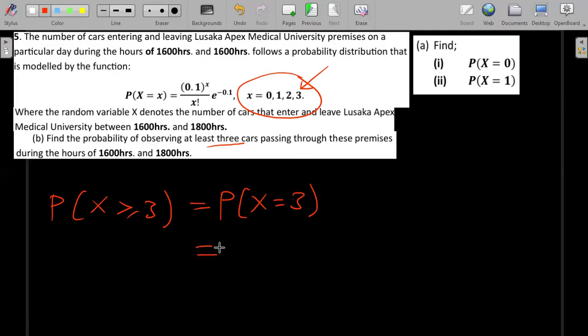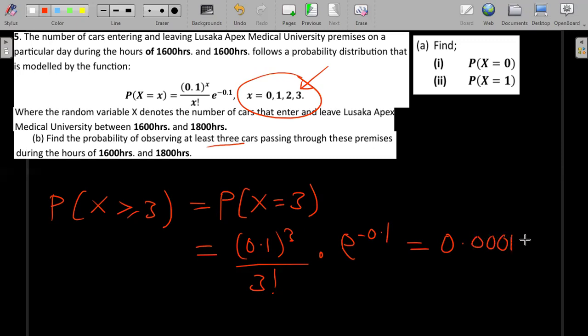So the probability of 3 is 0.1 to the power 3 divided by 3 factorial, multiplied by e to the power minus 0.1. Let's just punch this onto our calculator and see what we find. When I punch this on my calculator, I'm finding 0.00015647. Round it off to 0.0002. So this will be the probability that at least 3 cars, which is just the same as 3 cars, pass through the premises between 16 and 18 hours.